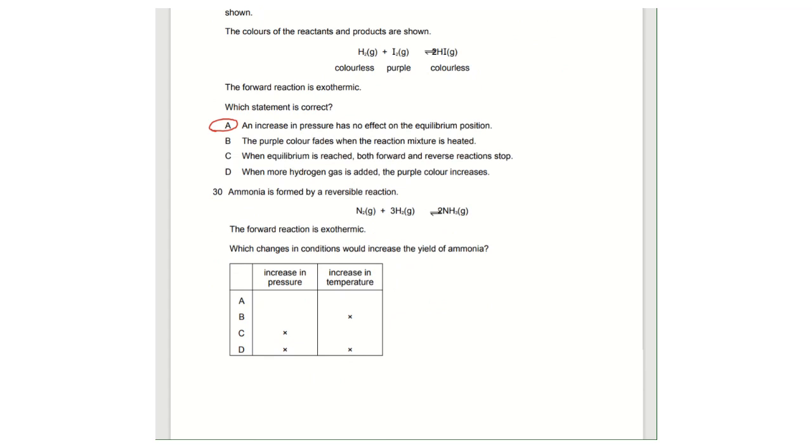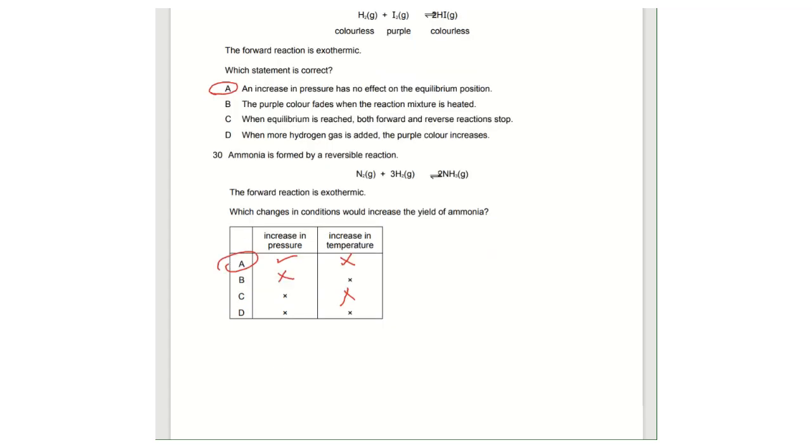Ammonia is formed by a reversible reaction. The forward reaction is exothermic. Which change in condition would increase the percentage yield? High pressure, yes. Increase in temperature, no. So choice is A. Increase pressure, decrease temperature, it could give the high yield.